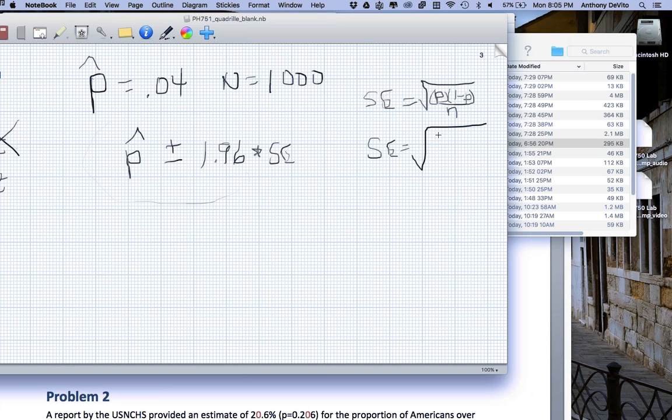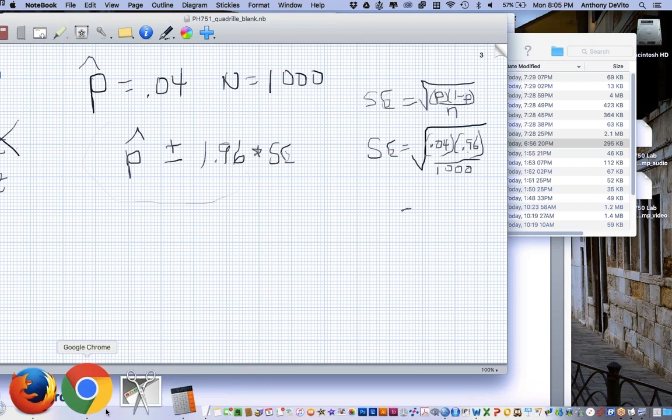So what is our proportion here? It is 0.04 times, what is 1 minus p? 0.96, over the sample size, which is 1,000. Right, the sample size is 1,000. So it's 4%: p times 1 minus p divided by the sample size, all of this under the square root sign. So 0.04.